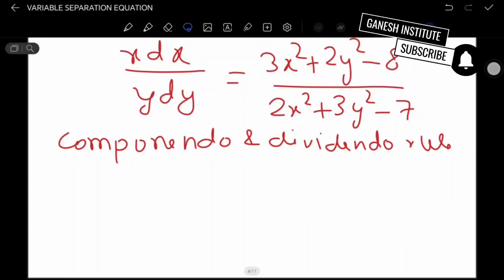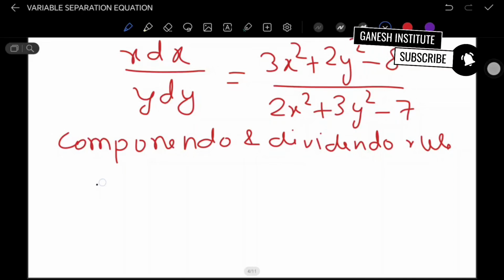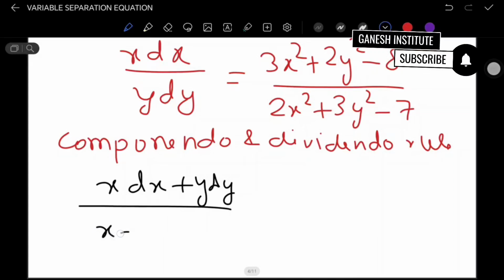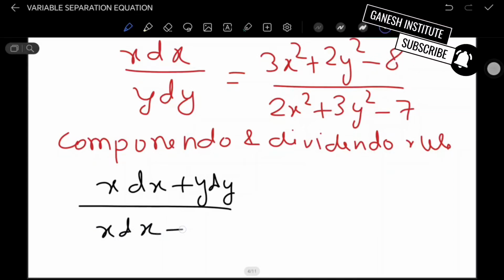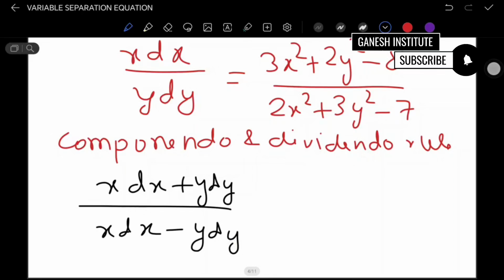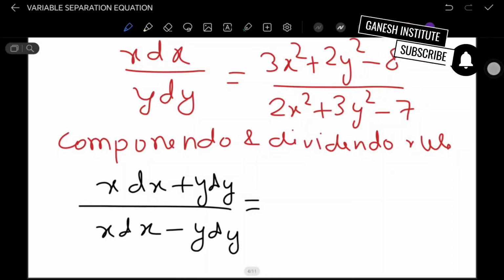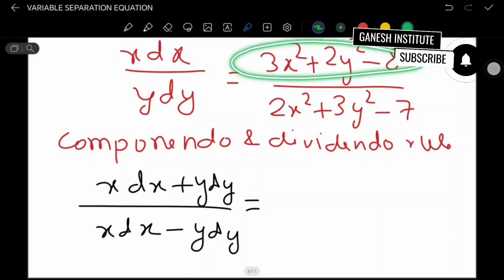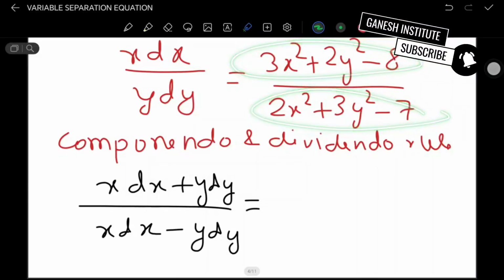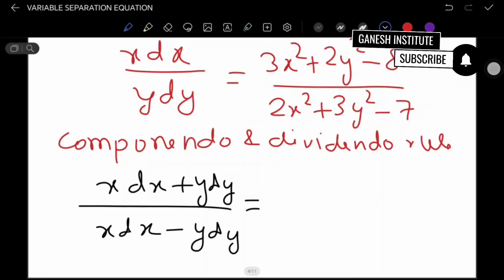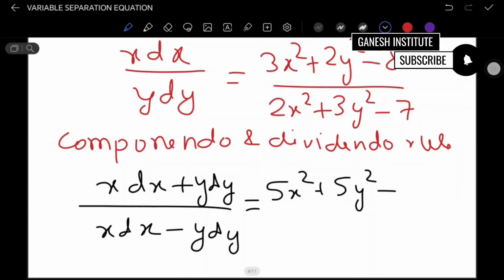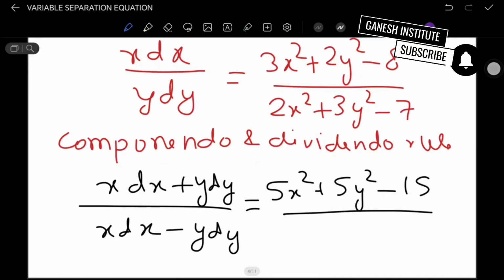So what I'm doing, this is numerator plus denominator divided by numerator minus denominator for the left hand side. Similarly, if I add this and this, what will I get? So 3 and 2 is 5x square, 3 and 2 is 5y square, and minus 8 minus 7 is minus 15.